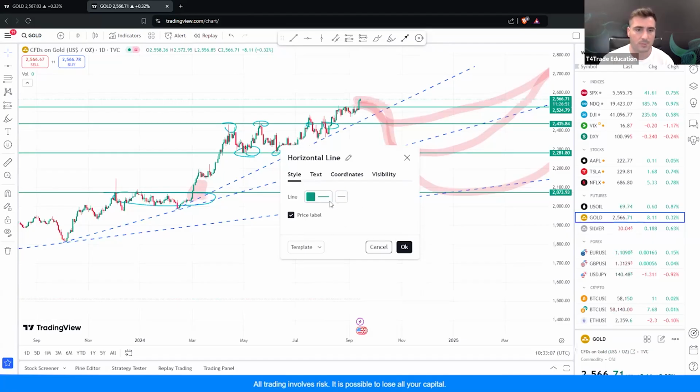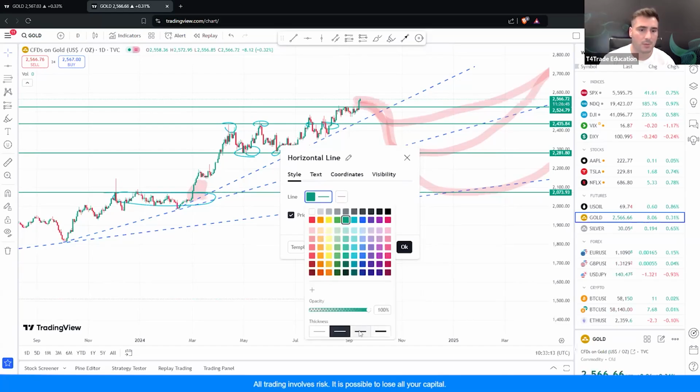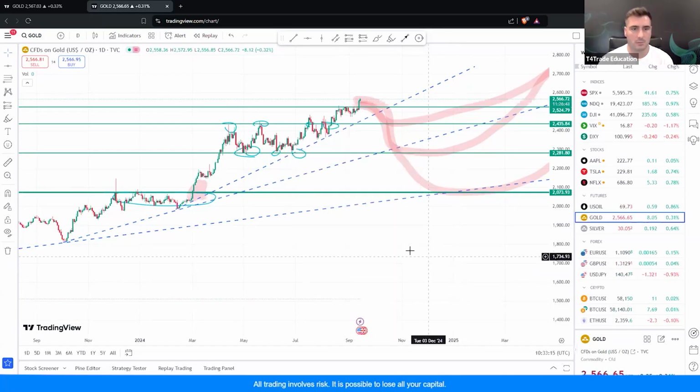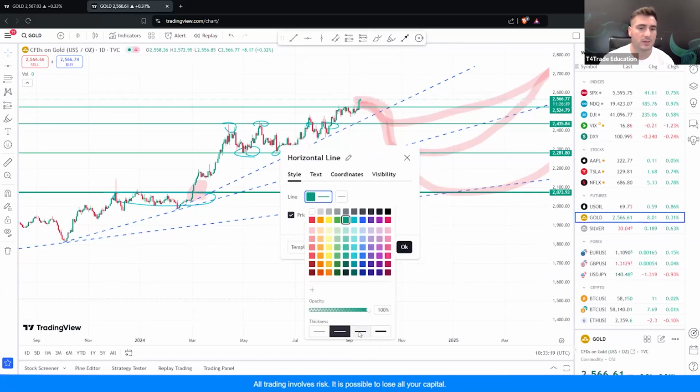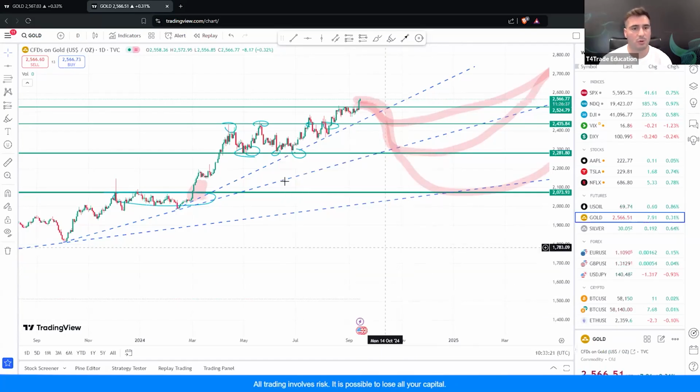So let me, no, never mind. Let me highlight it severely. Maybe this one is the one with the second most importance, and the other ones are just pretty much temporary because they have not been tested that much.